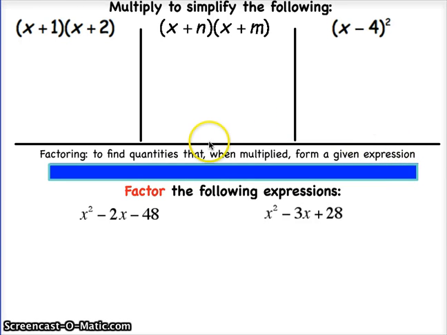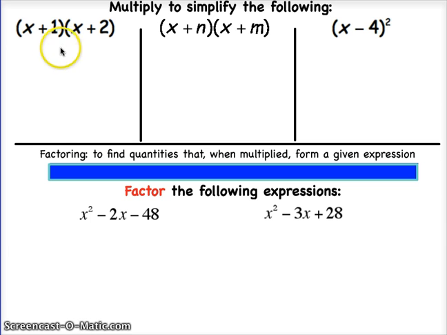Factoring is a legitimate way to try to help solve equations, but in order to use factoring, we first need to understand where factoring came from, or why does it work? And it works basically because it's the opposite of FOILing, or the opposite of distributing. So let's do some FOILing first.